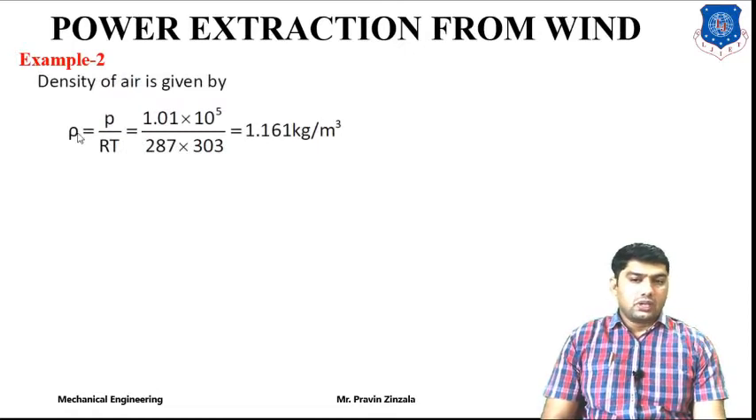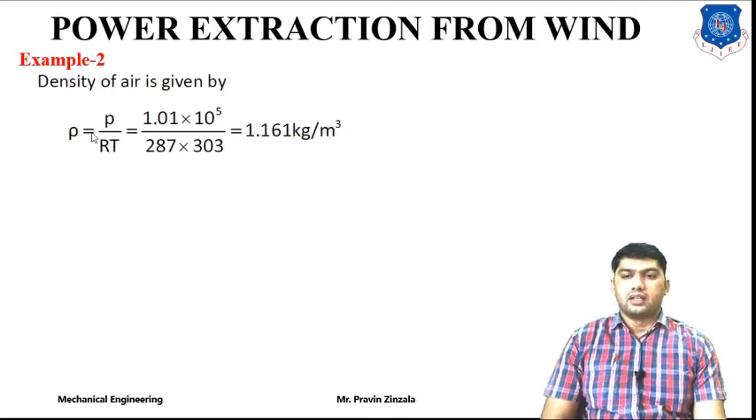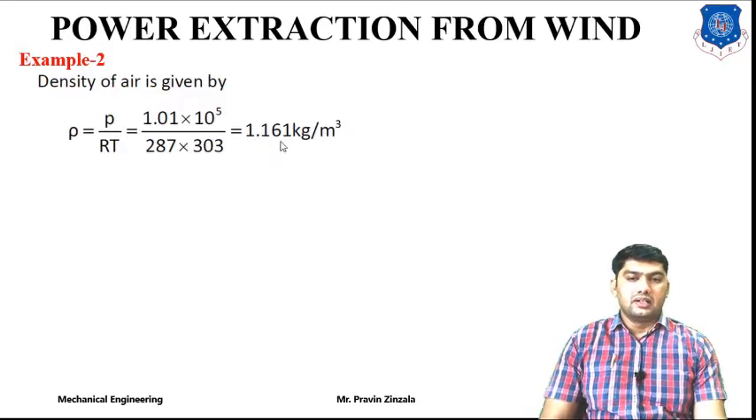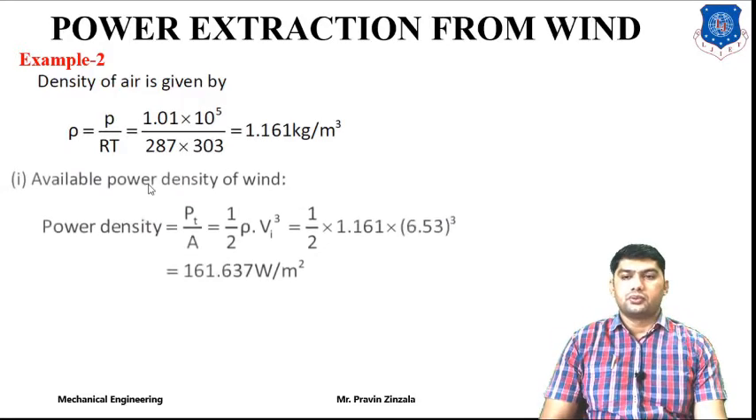First of all, we have to calculate the density of air, because density will be required for the calculation of power. So density is equal to pressure divided by RT, where R is the gas constant and T is the temperature in Kelvin. So the density of air is equal to 1.161 kg per meter cube.